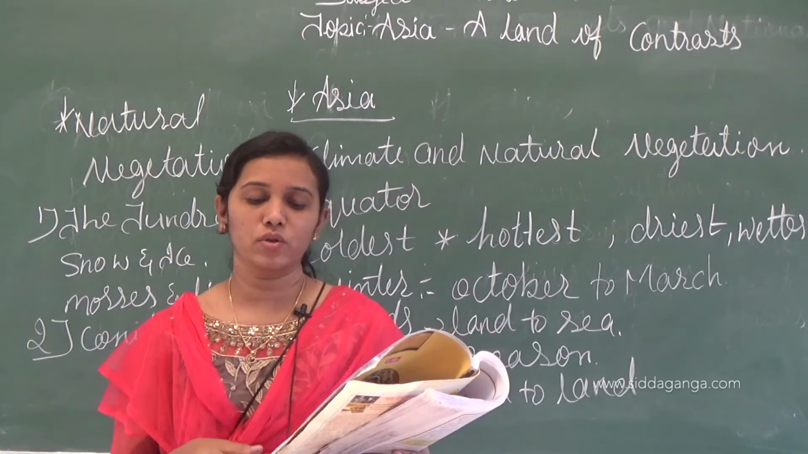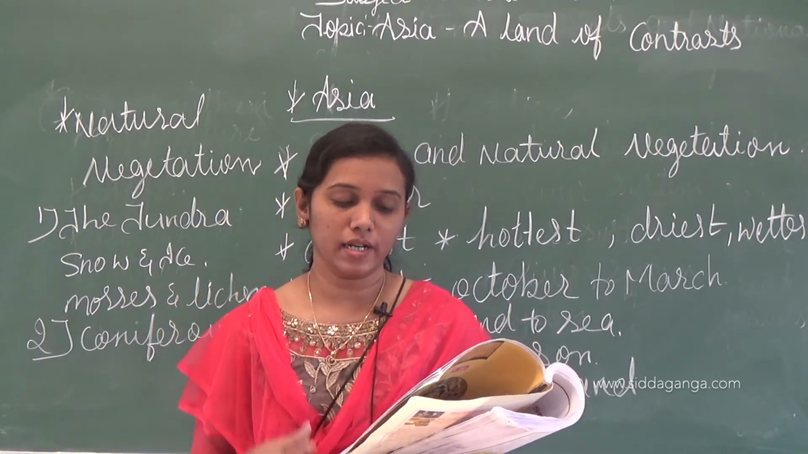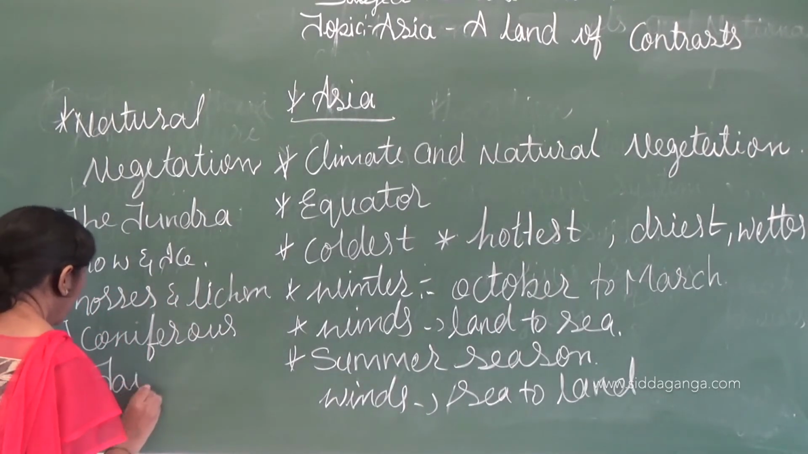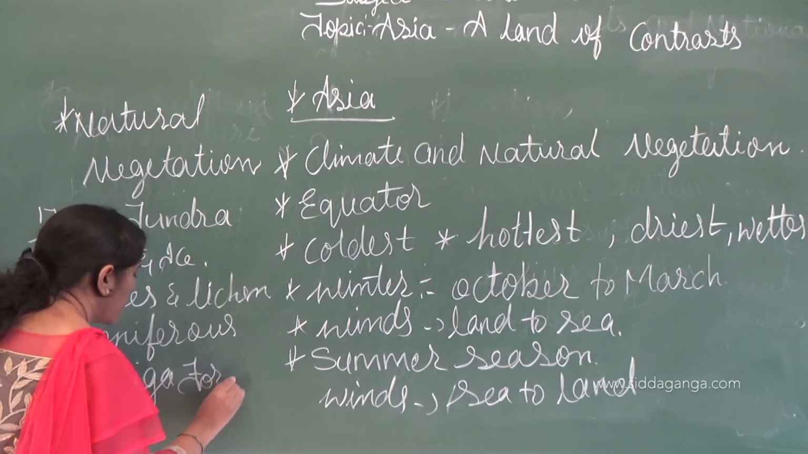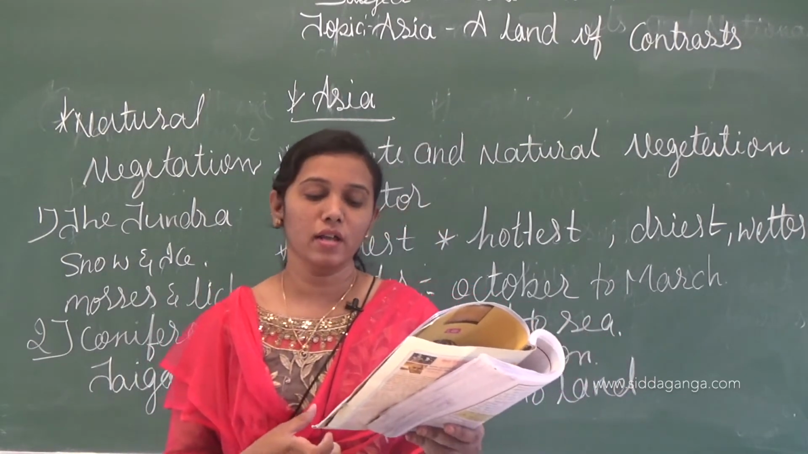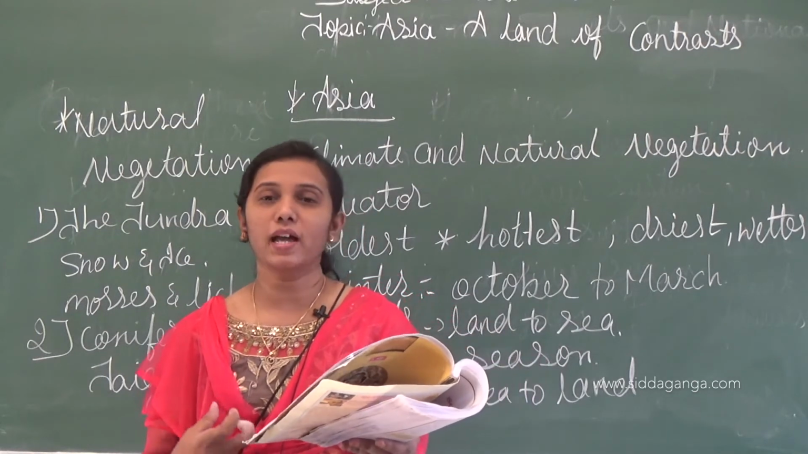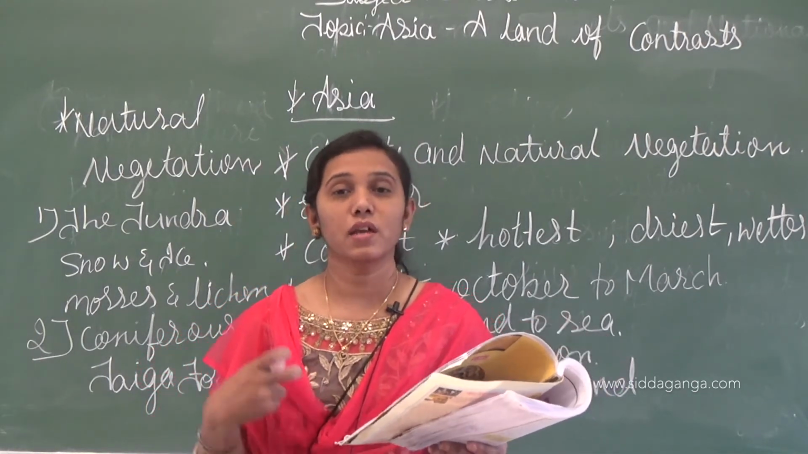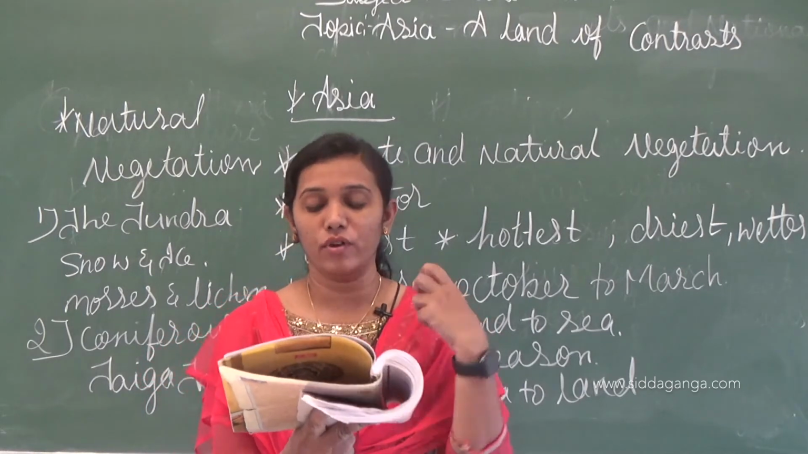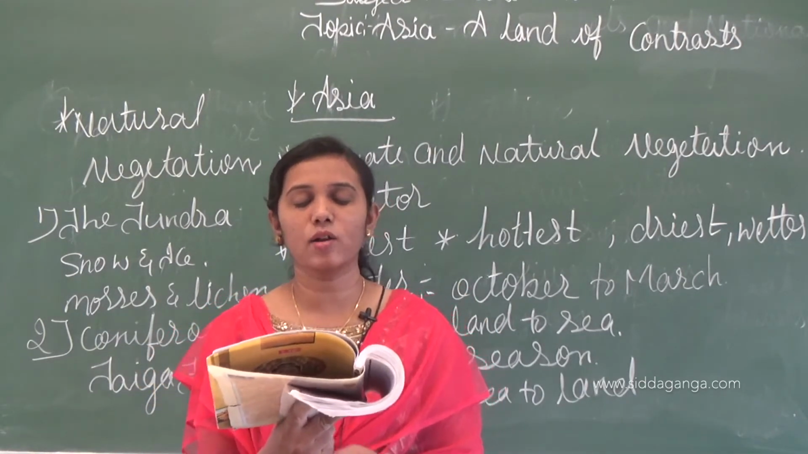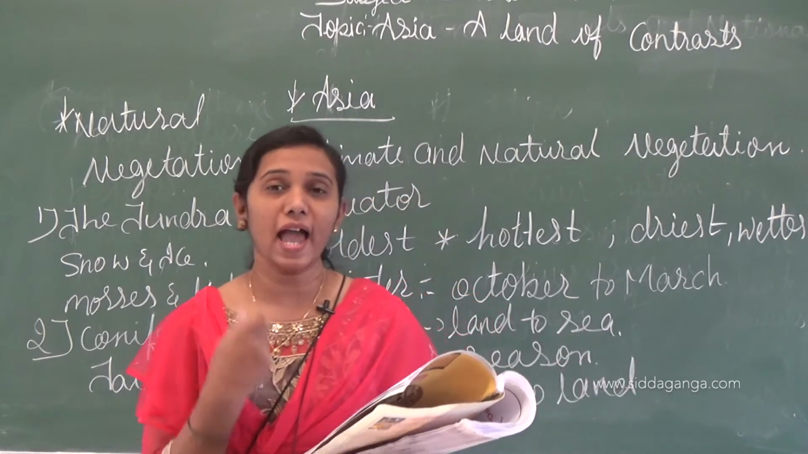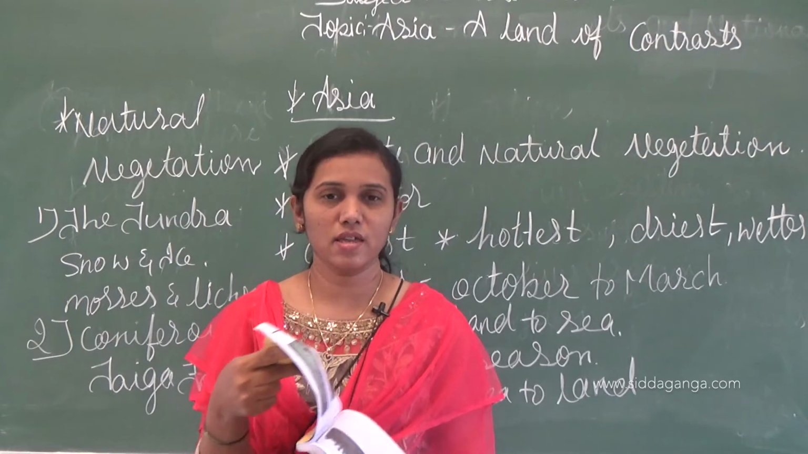Coniferous forests are found to the south of the tundra and are also known as taiga forest. Here we see so many trees also. Fir, spruce, larch and pine are the common trees found in this forest. They are softwood trees.